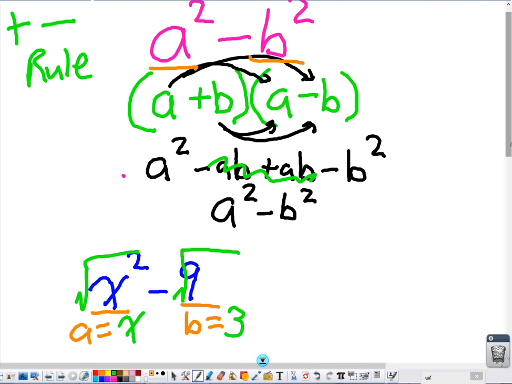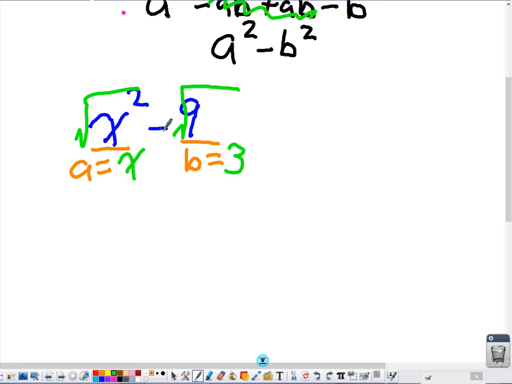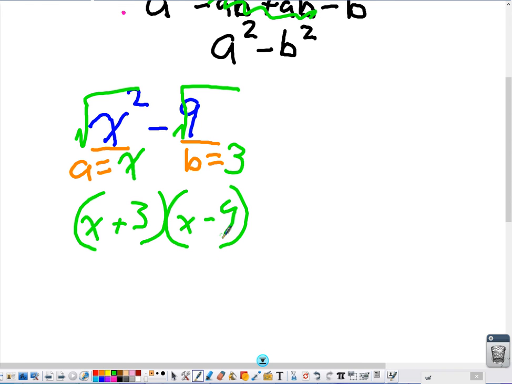And notice that I didn't actually include the minus sign. I'm just going to look at the x squared and the 9. So what do I do? Well, I take those two answers, and I do plus minus. x plus 3, x minus 3. Sorry, I wrote 9 for some reason. 3. And that's your answer.